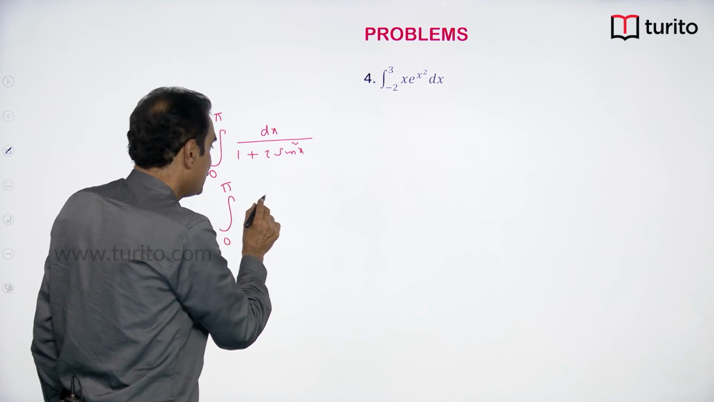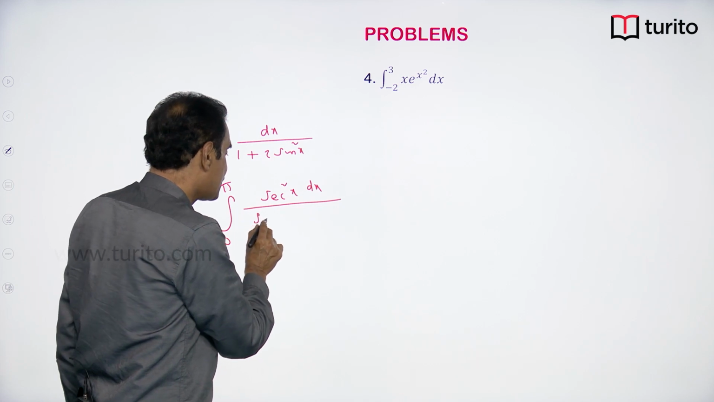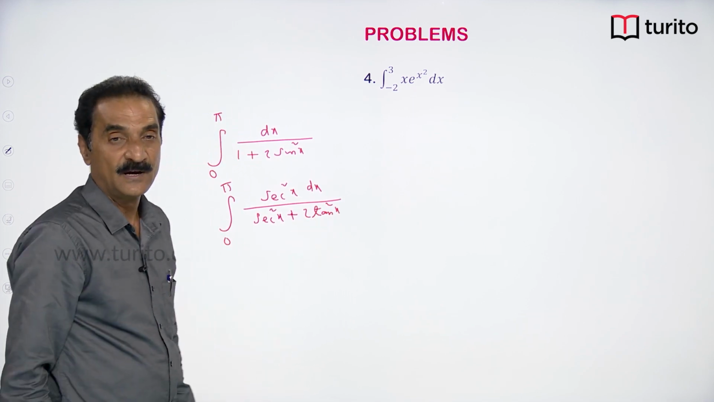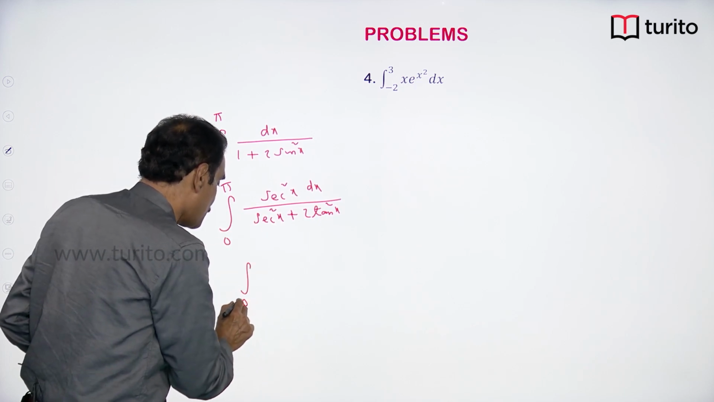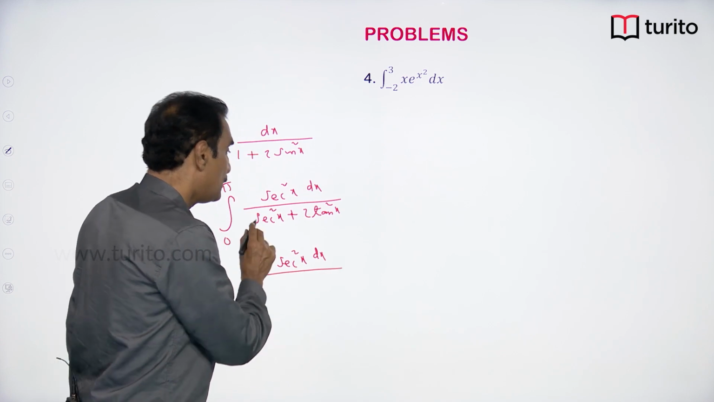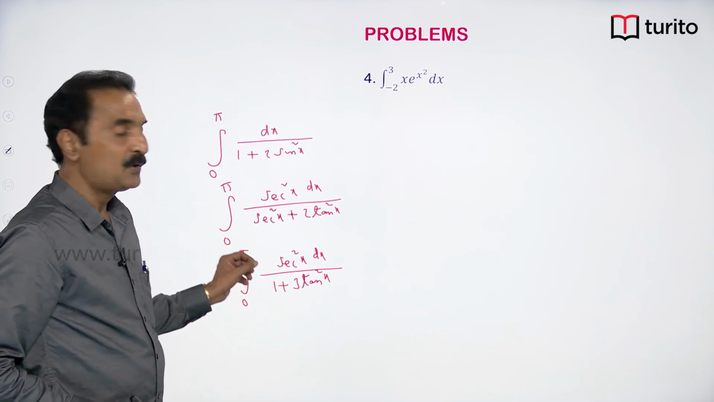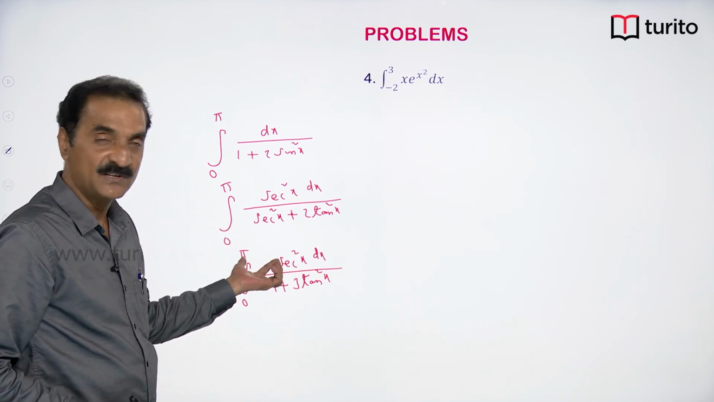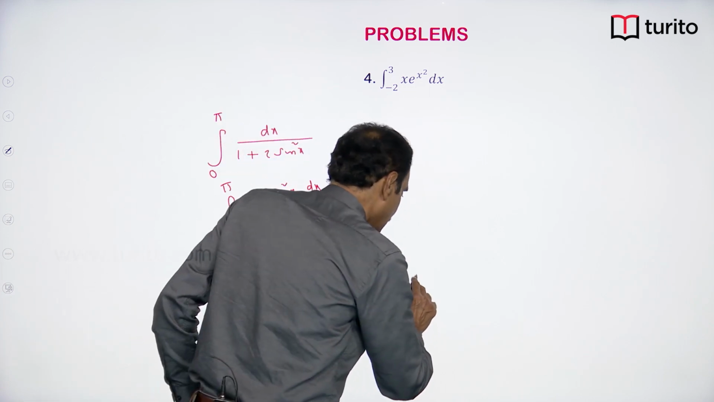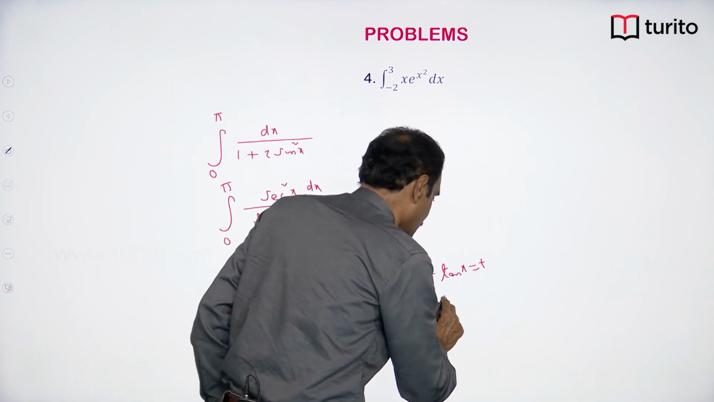Integral 0 to pi secant square x dx by secant square x plus 2 tan square x. Okay. Now, we can write this as integral 0 to pi secant square x dx by 1 plus 3 tan square x. Now, let us substitute tan x is equal to t, because derivative of tan x is secant square x, it is present in the numerator. So, in indefinite integration, how will you integrate? You will put tan x is equal to t. Now, let us proceed. Put tan x is equal to t. Its derivative is secant square x dx is equal to dt.